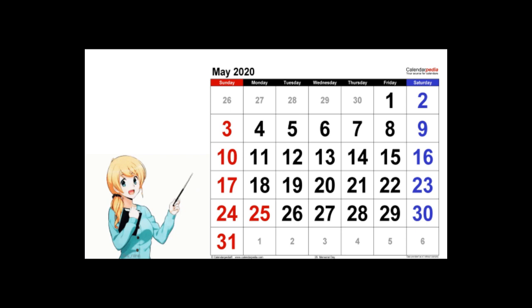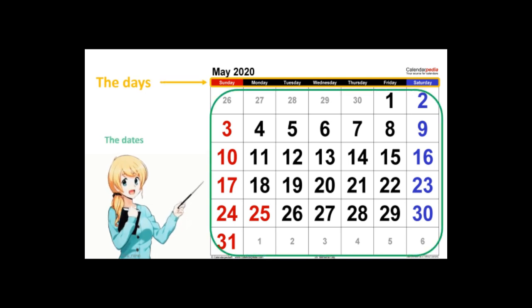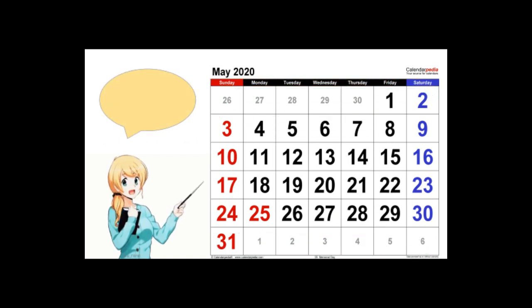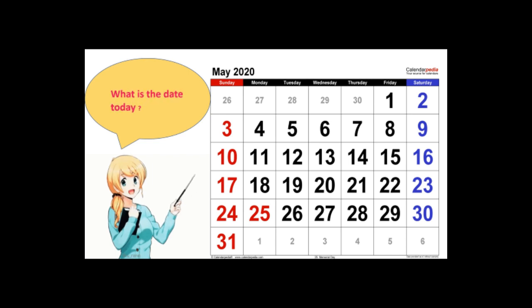Look at the calendar. What does the calendar show us? The calendar shows days of the week and the dates. This is the days, and this is the dates. Kids, what is the date today? It is 14 May 2020. 2020 is the year.